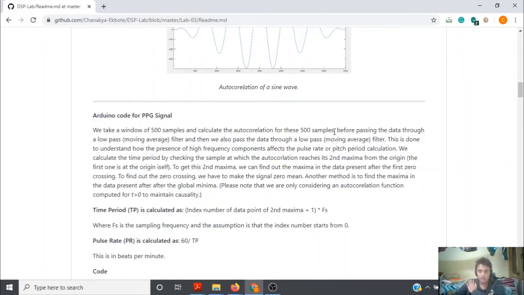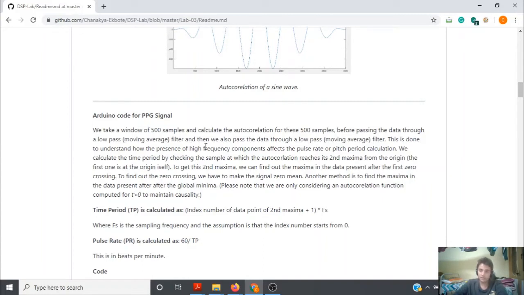After we get these 500 samples, the window of these 500 samples, we pass this data through a moving average filter, and also pass the data through no filter as such. This is done so that we understand how the filtering process affects the calculation of the time period and therefore the pulse rate.